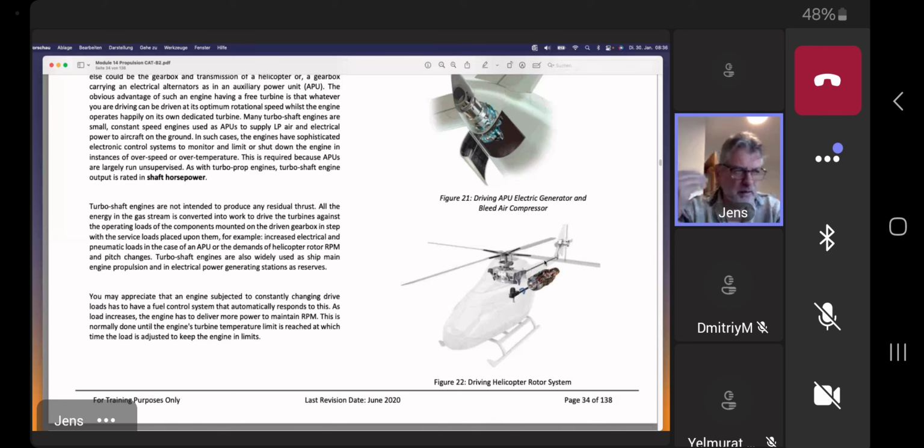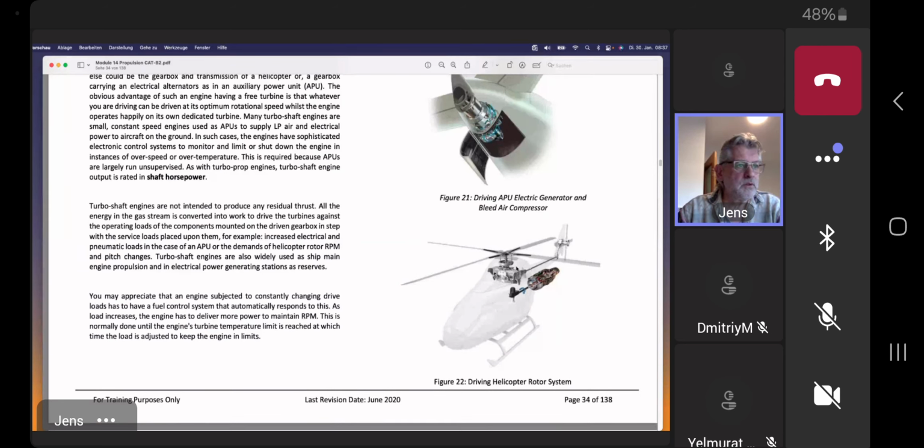Please bear in mind those main engine types: those who provide just shaft horsepower, APU, or in this example helicopters, compared to the engines that are just accelerating air.